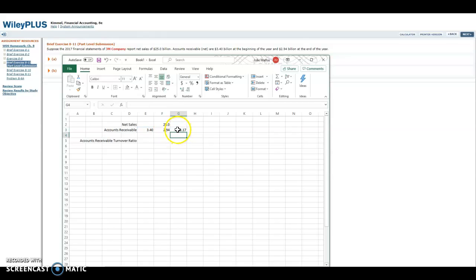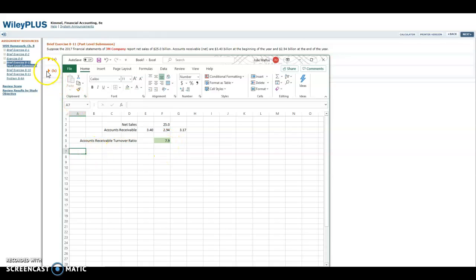and that gives me my average. To find my ratio, I simply take the net sales, $25 billion, divided by the accounts receivable average, and that gives me my accounts receivable turnover ratio. And it wanted it to 1 decimal point.